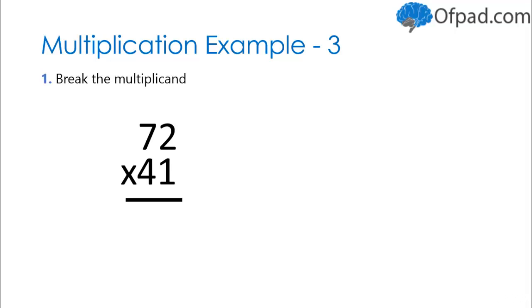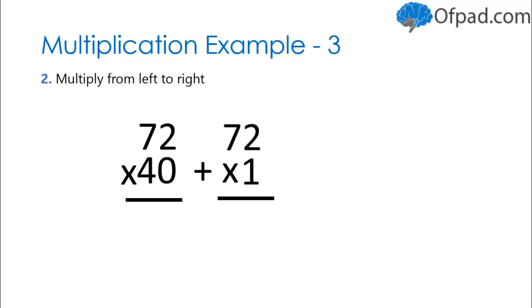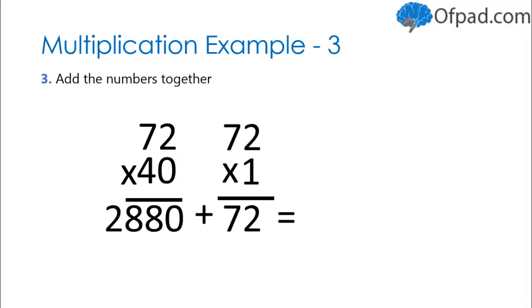Break the multiplicand. 41 is broken down as 40 plus 1. Multiply from left to right. 72 into 40 gives 2880. 72 into 1 gives 72. Add the individual answers together. So 2880 plus 72 gives 2952.